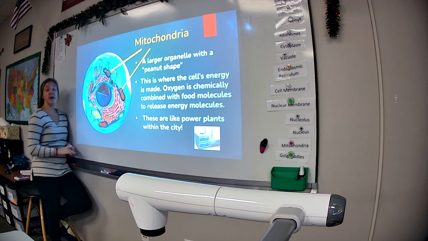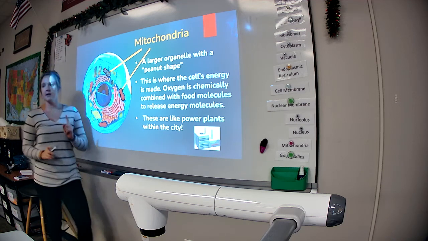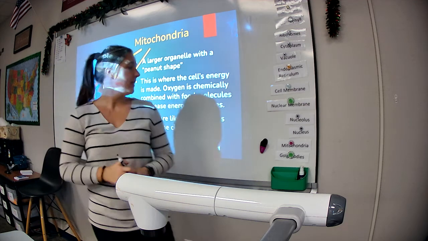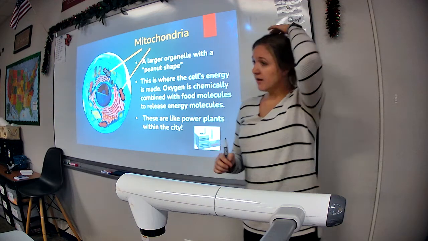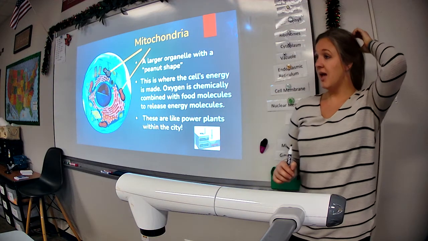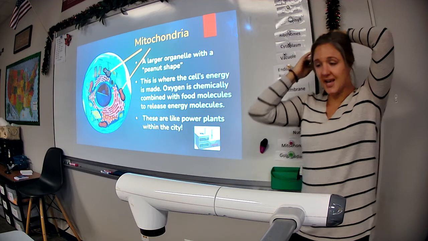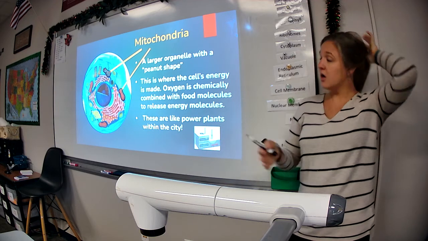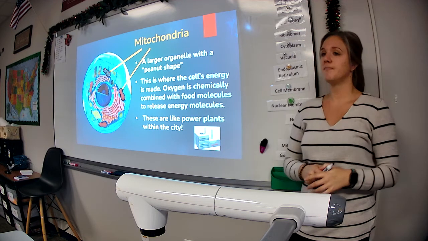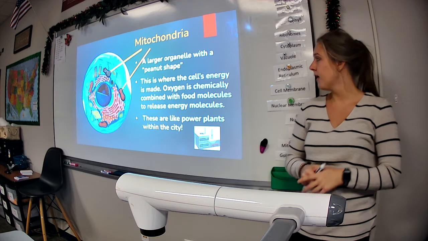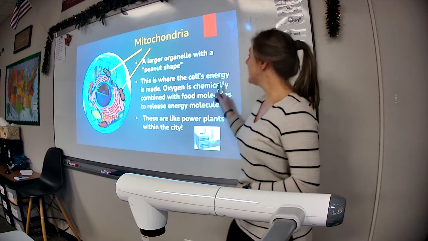Now, mitochondria are very, very important for the cell. This is why. They take oxygen and food molecules and break them down, recombine them to produce ATP or energy for the cell. This is where the cell's energy is made.